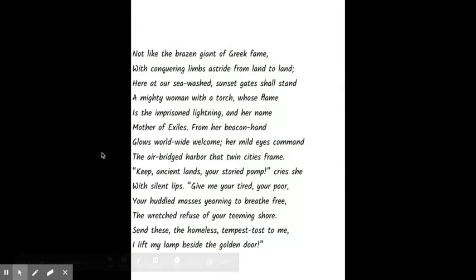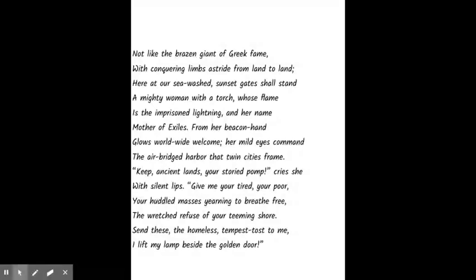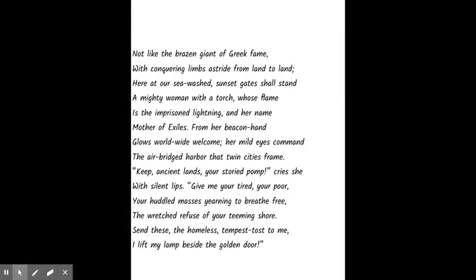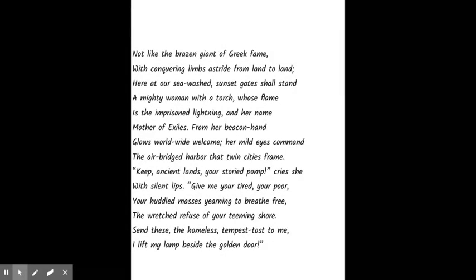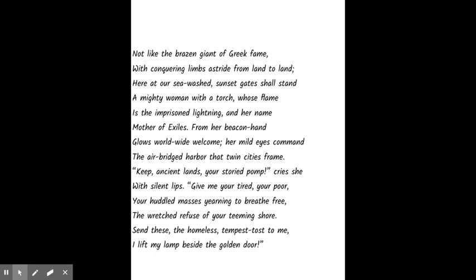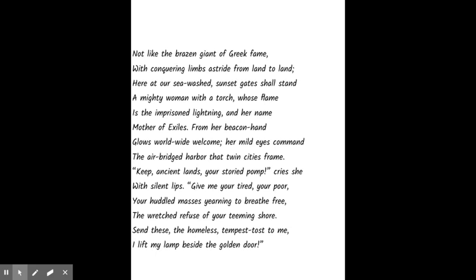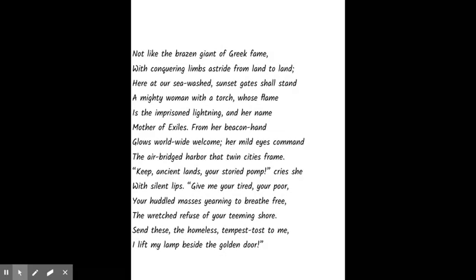Now, in this poem, it says, not like the brazen giant of Greek fame. If you look at the CommonLit piece about this, it's going to define a lot of these words. For the sake of time, I'm going to tell you right now, brazen just means bronze. So the Colossus of Rhodes was built out of bronze. He was constructed out of bronze. So brazen just means bronze. Brazen these days has come to mean bold. Either one works. So not like the giant of Greek fame, with conquering limbs astride from land to land.